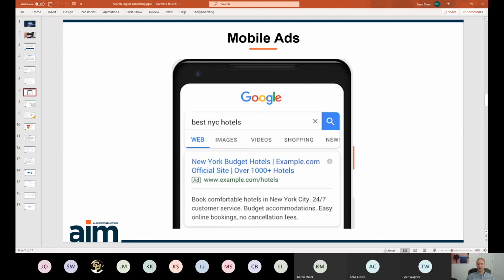This is an example of a mobile ad. This is just a standard mobile ad. And again, you can tell it's an ad by the word ad next to the URL.